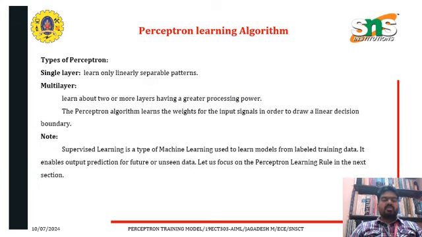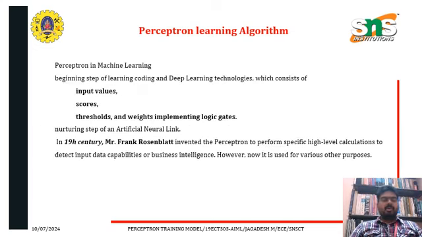The types of perceptron are single layer and multi-layer. Single layer learns only linearly separable patterns. Multi-layer has two or more layers and has great processing power. The perceptron algorithm learns the weights for the input signals in order to draw a linear decision boundary. So the perceptron is the beginning step of learning in machine learning and deep learning technology, which consists of input values, scores, threshold, and weights, and implementing logic gates, and is a nurturing step toward an artificial neural network.